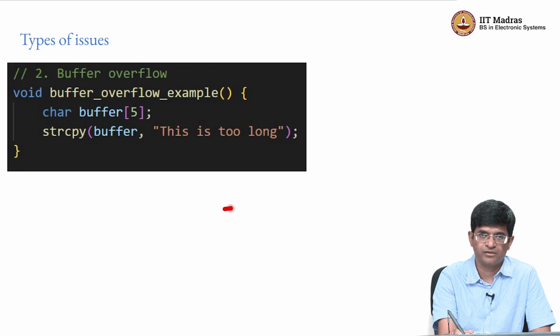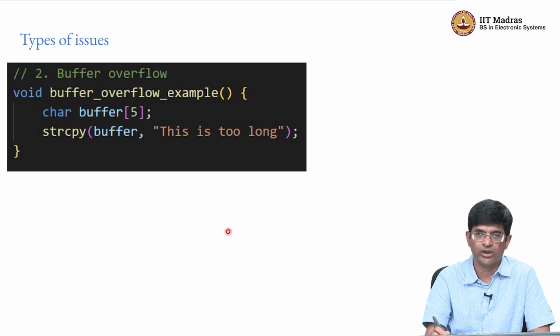You have run out of characters in your buffer now, but it will continue. The IS space TOO and so on will continue into the next successive memory locations. That means it could end up overwriting some other variable that you have defined. And in general, this is exactly what is meant by a buffer overflow.